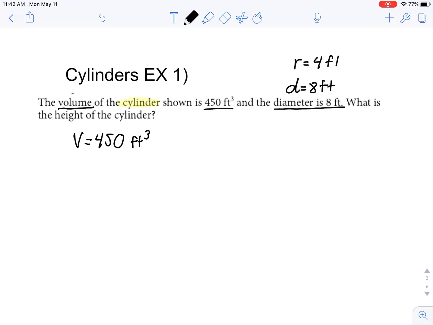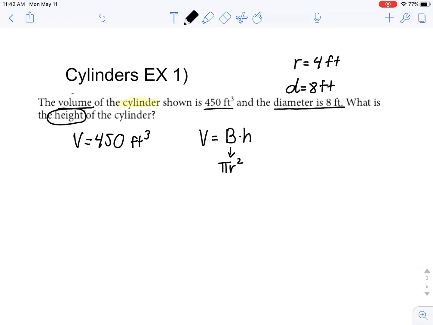Now keep in mind that if the diameter is 8 feet, then that means the radius is half of that, or 4 feet. Our job is to find the height of the cylinder. Well, because it's a cylinder, our formula for volume is very basic. It's the area of the base times the height.